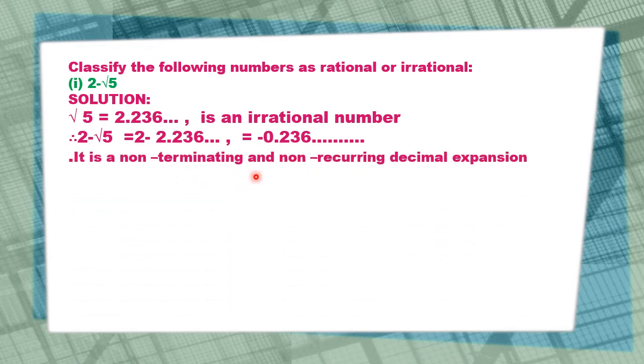It is a non-terminating and non-recurring decimal expansion. Hence, what type of number is it? Is it rational or irrational? Well, right, it is an irrational number.